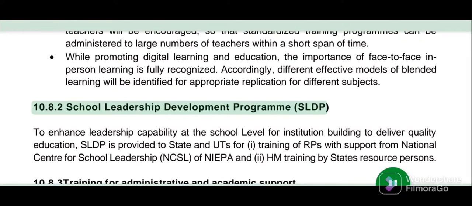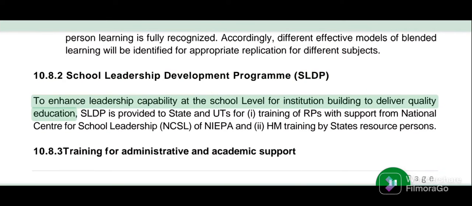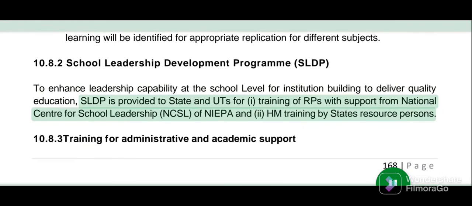10.8.2 School Leadership Development Program (SLDP). To enhance leadership capability at the school level for institution building to deliver quality education, SLDP is provided to states and UTs for training of resource persons with support from the National Center for School Leadership (NCSL) of NIEPA, and onward training by states' resource persons.